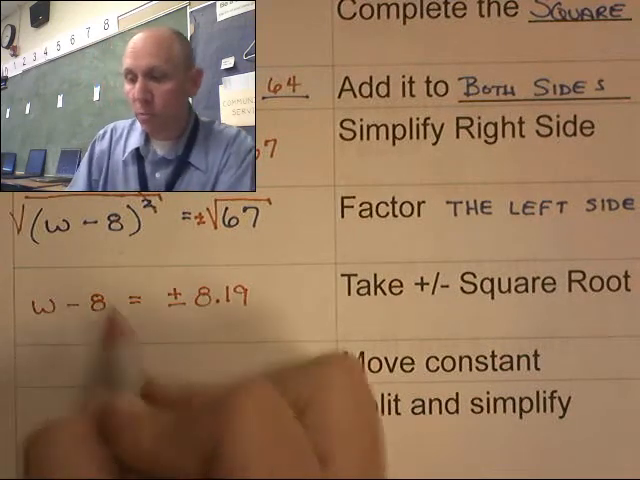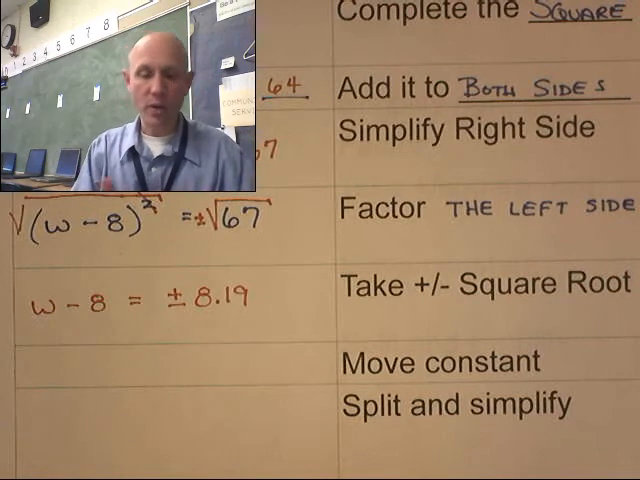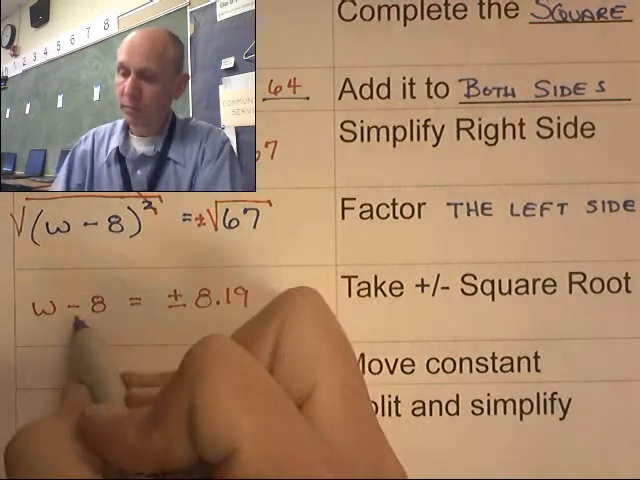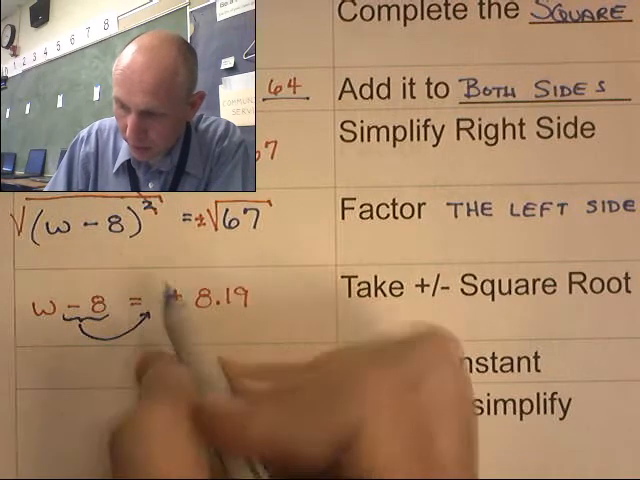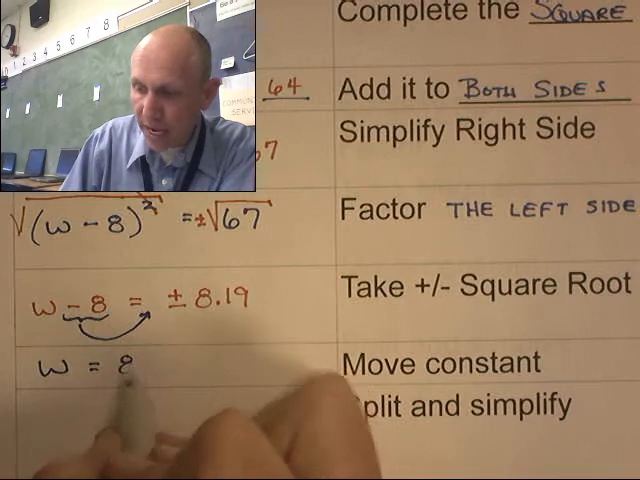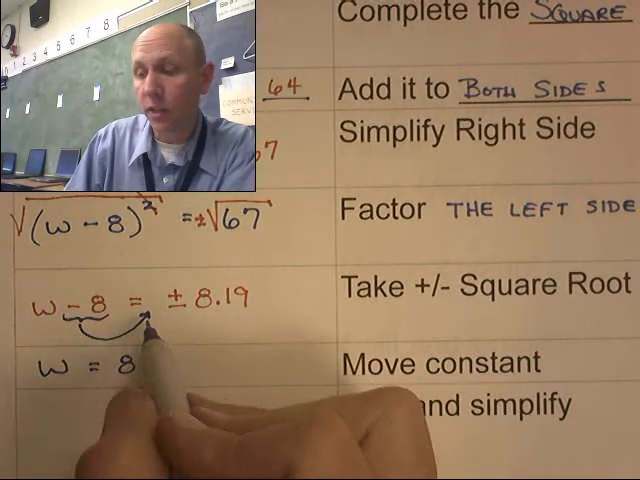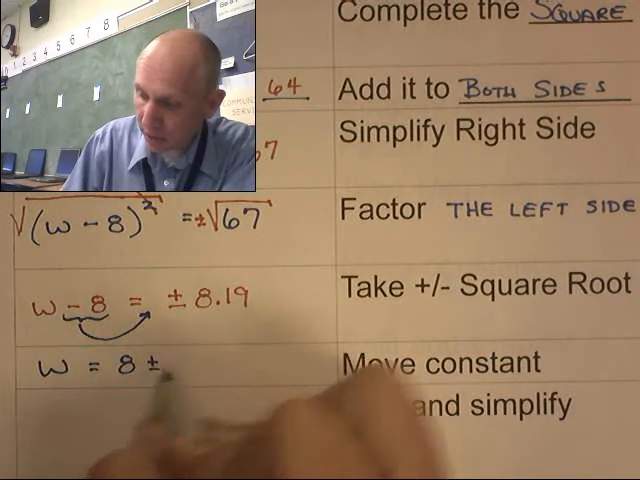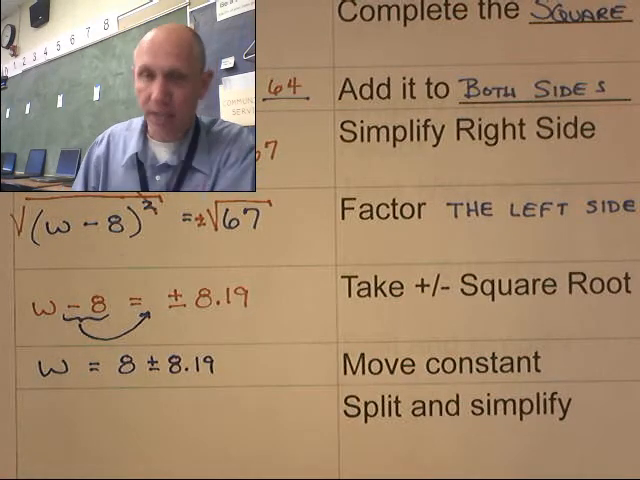We are now going to move this constant term, the negative 8, to the other side of the equation. That's going to give me w equals 8. The negative turned into a positive when it jumped over the equal sign, plus or minus 8.19.